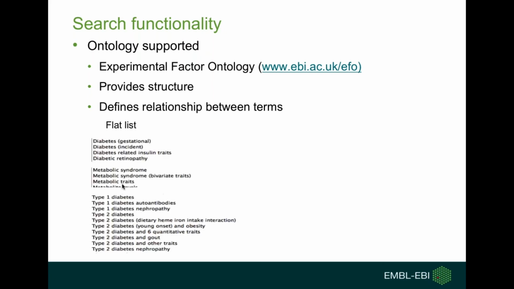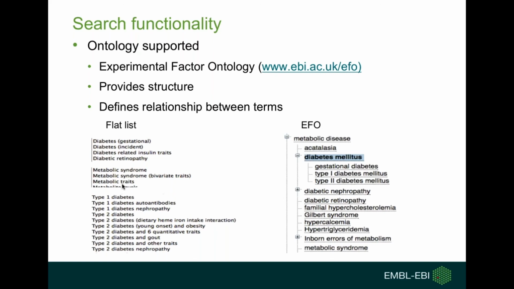So for example, consider this list of traits related to diabetes. Now we could have a search where you could have a list of all the traits as included here, but this list doesn't give you any information about the structure of the data or the relationship between all of these terms. However, once you integrate all this information into an ontology, you can then see that diabetes is actually a metabolic disease. You can see that there are 3 subtypes of diabetes. You can see that diabetes has other terms that are related to it, and this gives you structure and it allows you to do a more refined search.